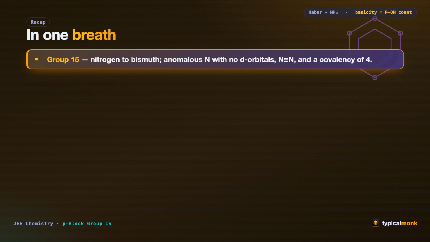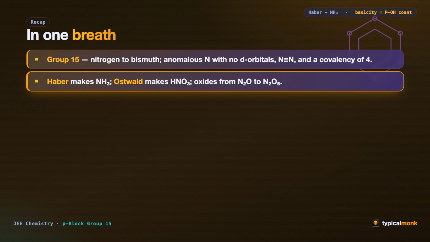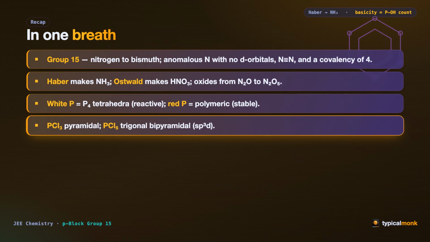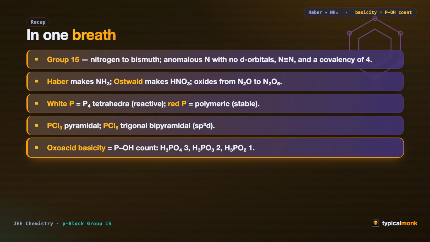Let us gather it all in one breath. Group 15, nitrogen to bismuth, anomalous nitrogen with no d orbitals, the nitrogen triple bond, and a covalency of 4. The Haber process makes ammonia, the Ostwald process makes nitric acid, and the oxides run from nitrous oxide to dinitrogen pentoxide. White phosphorus is P4 tetrahedra, reactive. Red phosphorus is polymeric, stable. Phosphorus trichloride is pyramidal. Phosphorus pentachloride is trigonal bipyramidal, sp3d. And oxoacid basicity is the POH count. Phosphoric 3, phosphorus 2, hypophosphorus 1.